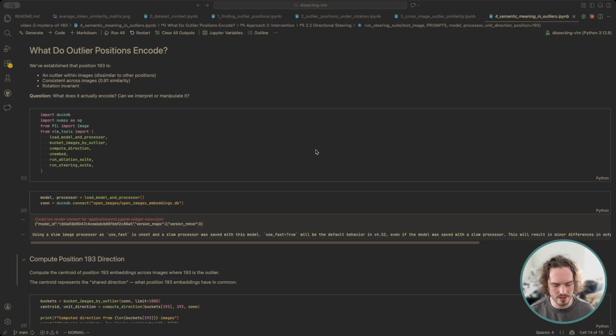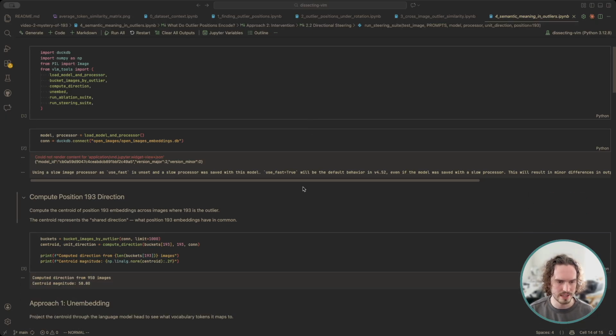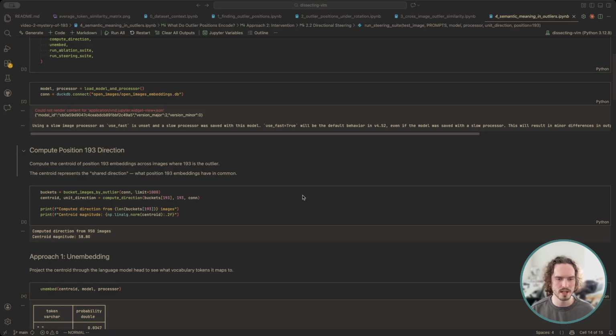And so the natural follow-up question is, okay, what is it actually encoding? How can we interpret it? I began by computing the 193 direction. I wanted to compute the centroid of our position 193 embeddings, where 193 is the outlier. So that pretty much gives us the shared direction, essentially 193-ness. It's what those embeddings have in common.